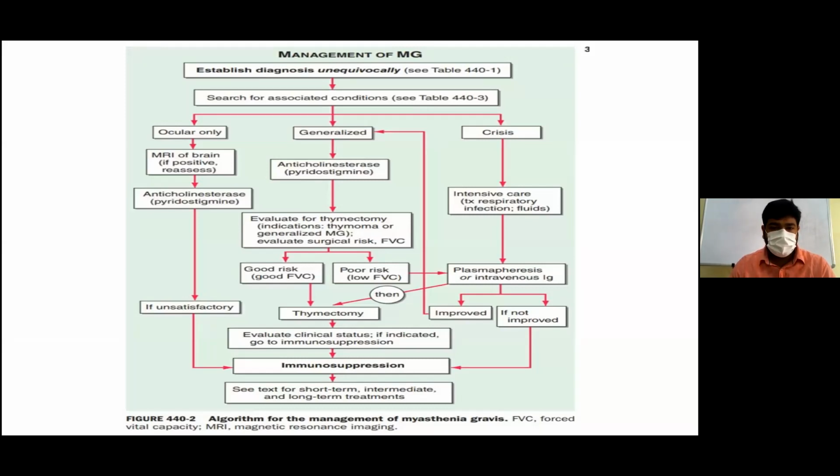In cases of crisis, in intensive care, plasmapheresis is performed, and if the condition improves, start the person on anticholinesterase. And if the condition does not improve, start the person on immunosuppressive drugs such as steroids.